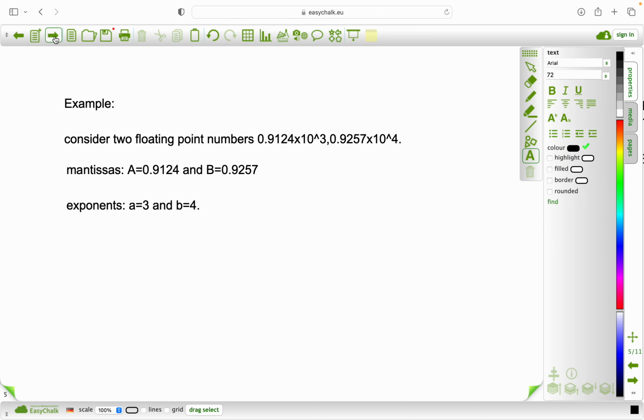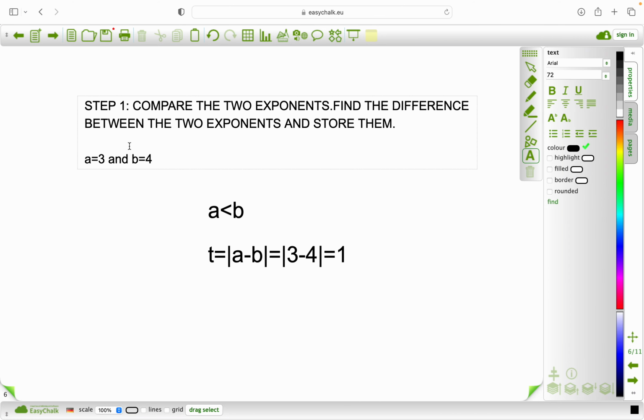Next, we're going to perform the first step, that is comparison of the exponents. Now, among the 2 numbers that we have read before, what are the exponents given? A is equal to 3 and B is equal to 4. From this we have found that B has the larger exponent, and then we have to find the difference of the 2 and store it. What is the difference? I have used modulo here, so mod of 3 minus 4 is 1.